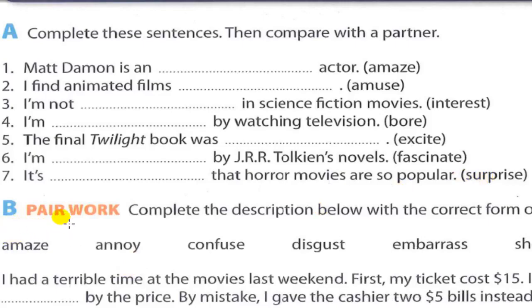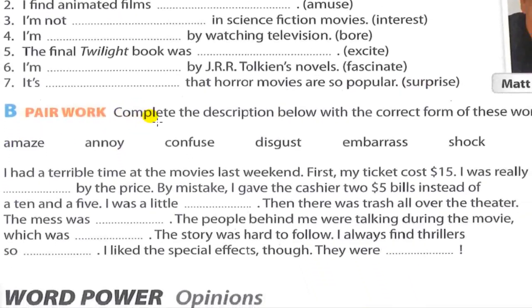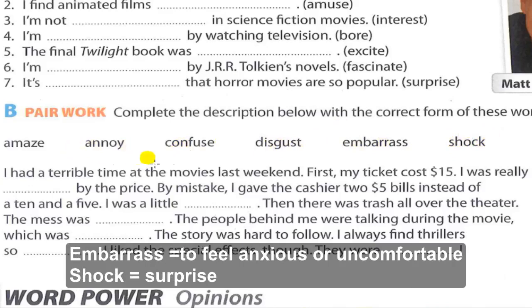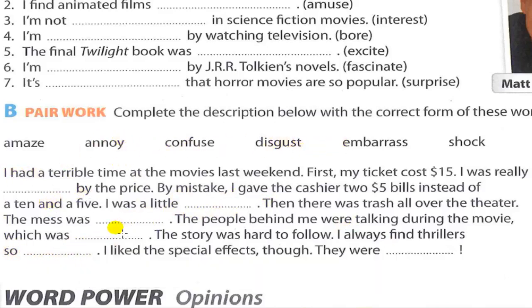B. Pair work. Complete the description below with the correct form of these words. In this exercise we have different words: amaze, annoy, confuse, disgust, embarrass, shock. You put the verbs ed or ing and put them in the blanks in this small passage, in this paragraph.